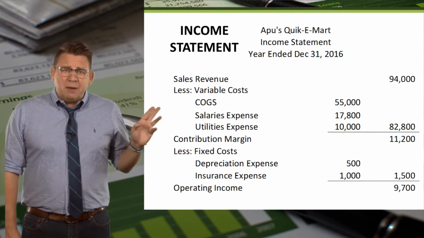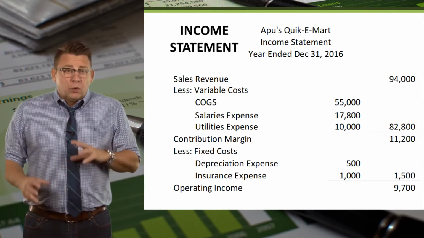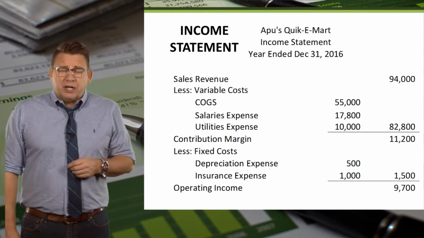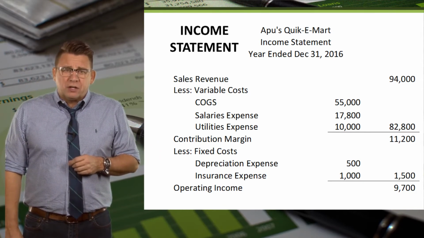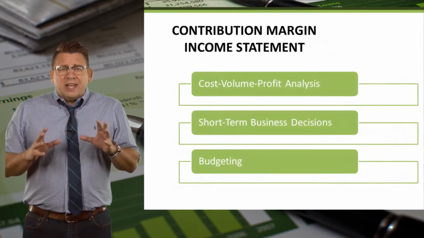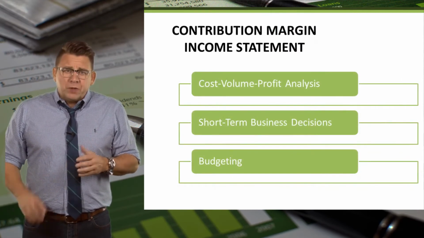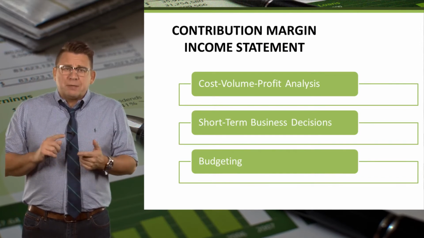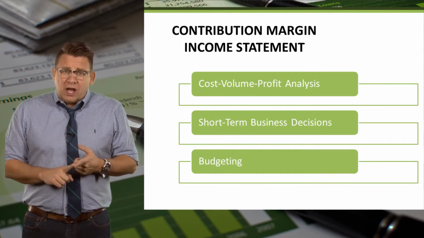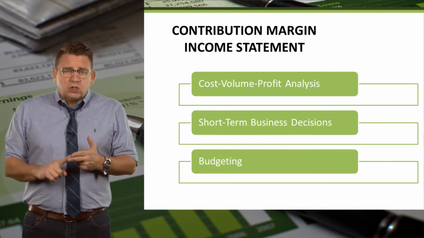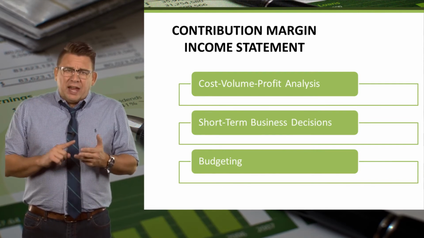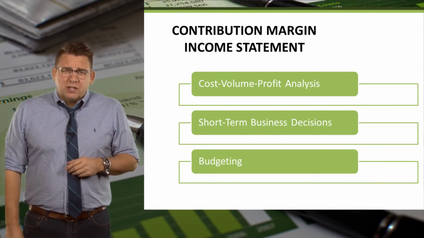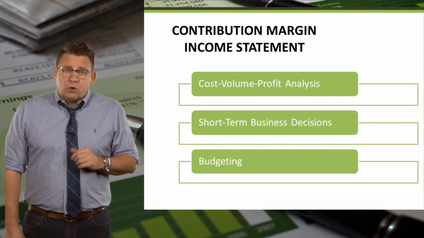Here you can see the same data from the multi-step income statement rearranged into the contribution margin format. And again, notice that operating income is still $9,700. Although it gives us the same operating income, the contribution margin income statement is widely used for internal purposes because it provides better information for cost volume profit analysis, short-term business decisions, and we'll even use it a little bit when we do budgeting. So when you study those topics, you'll see then why it's important to use this format.